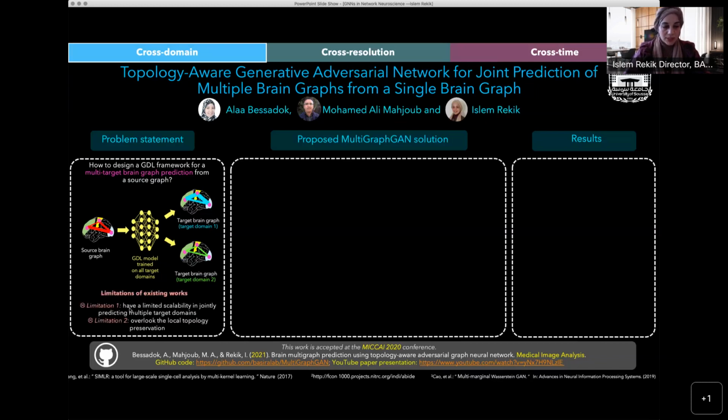So at the time, the existing works were primarily focusing on a one-to-one mapping, which means you predict a single target graph from a single source graph. So there weren't any works that tried to solve this problem jointly, which means one-to-many mapping. And the second limitation is that the existing works overlooked the local topology preservation.